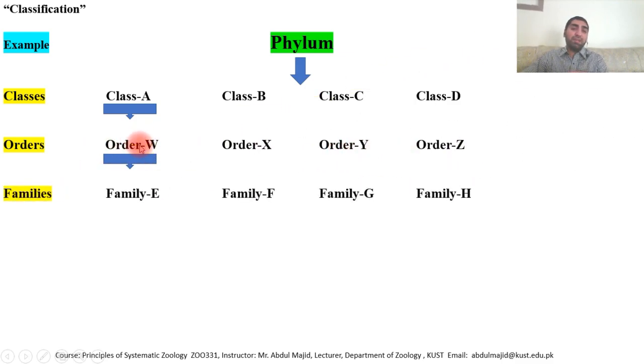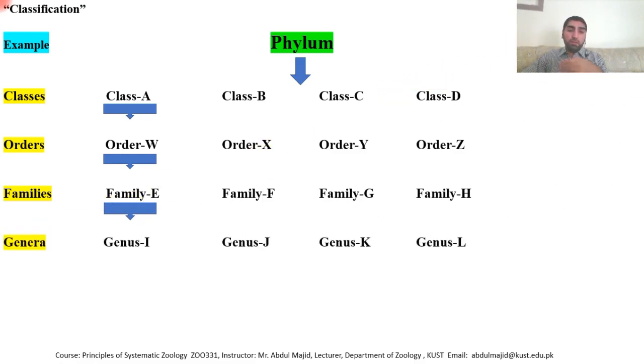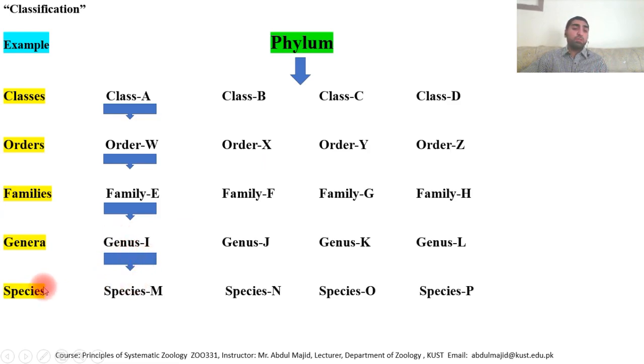Order W will again be divided into subordinate groups like families: family E, family F, family G, and family H. Then again forget about these, just talk about family E. Family E is again a very huge group, so we divide it into subordinate groups, and these will be genera: genus I, genus J, genus K, and genus L. Forget about the other genera, just think about genus I. Again, because it is a very huge group, we divide it into species: species M, species N, species O, and species P.